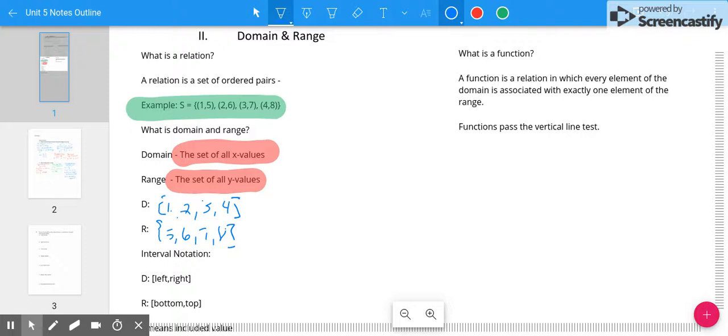If ever there are any repeats within the domain and the range, we don't have to write them twice. Technically, we shouldn't do that. So if there would be like another ordered pair that was 1, 4, or something like that, we wouldn't have to write the 1 twice in the domain.